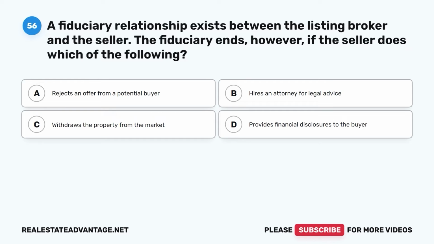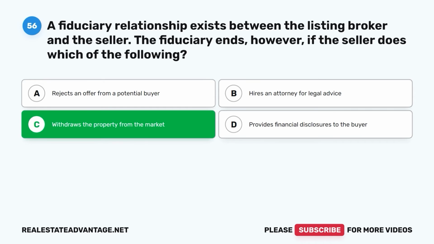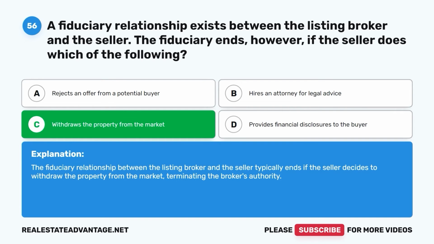Question 56. A fiduciary relationship exists between the listing broker and the seller. The fiduciary ends, however, if the seller does which of the following? A. Rejects an offer from a potential buyer. B. Hires an attorney for legal advice. C. Withdraws the property from the market. D. Provides financial disclosures to the buyer. The correct answer is C. Withdraws the property from the market. The fiduciary relationship between the listing broker and the seller typically ends if the seller decides to withdraw the property from the market, terminating the broker's authority.